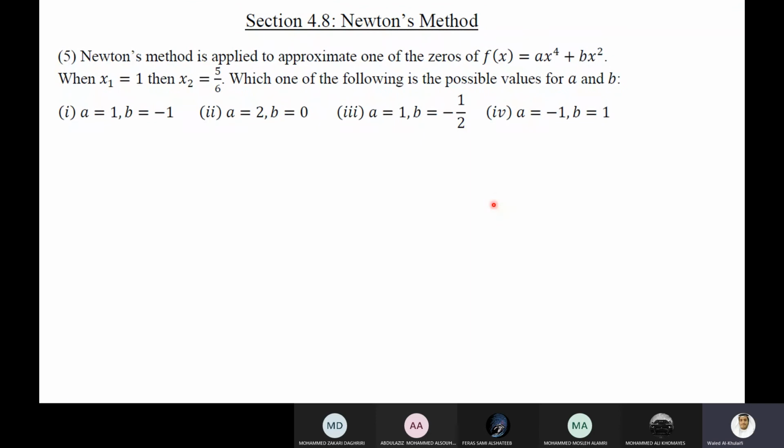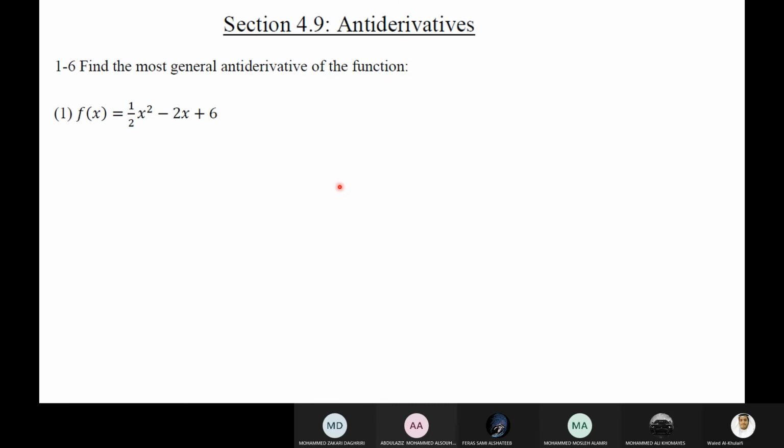Yeah, this is 4 or 5. I leave it to you. I don't want to solve everything. So think about how to solve this problem. The question is multiple choice. Choose one. Which one of the following is the possible values for A and B? So you try to figure out which one is the correct answer here. Okay. Now let's move to the next section.